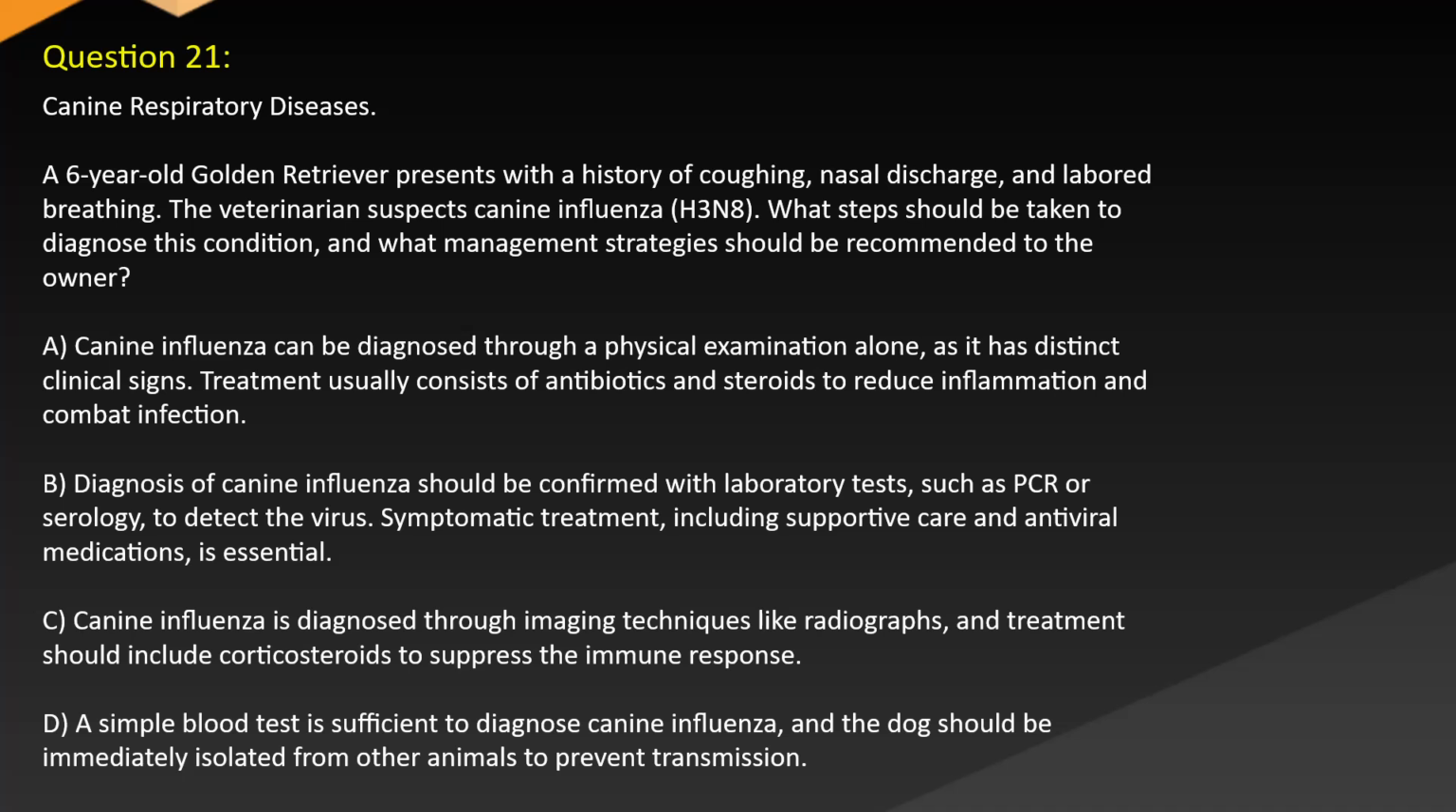A. Canine influenza can be diagnosed through a physical examination alone, as it has distinct clinical signs. Treatment usually consists of antibiotics and steroids to reduce inflammation and combat infection. B. Diagnosis of canine influenza should be confirmed with laboratory tests, such as PCR or serology, to detect the virus. Symptomatic treatment, including supportive care and antiviral medications, is essential. C. Canine influenza is diagnosed through imaging techniques like radiographs, and treatment should include corticosteroids to suppress the immune response. D. A simple blood test is sufficient to diagnose canine influenza, and the dog should be immediately isolated from other animals to prevent transmission.